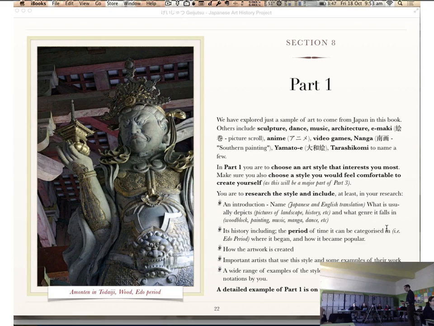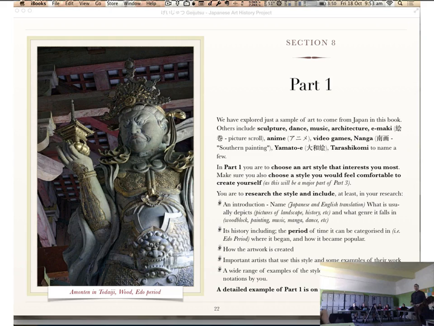So if you say, I want to do traditional Japanese dance, because that just interests me, make sure you're willing to do a traditional Japanese dance. So you've got to think about that. That's what you're going to do. Once you've chosen your art style, you're going to research some things on it. So part one is a research paper. You're going to give me an introduction to this artwork. What's it called?